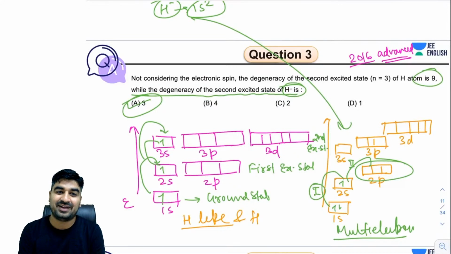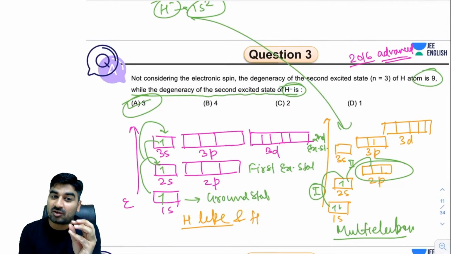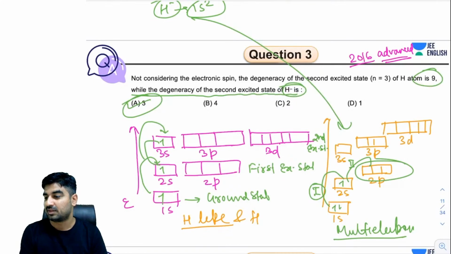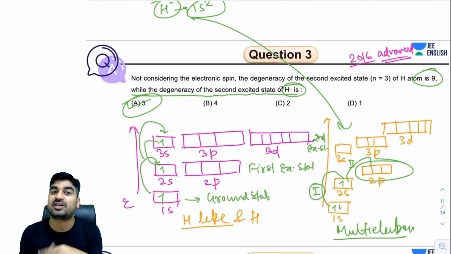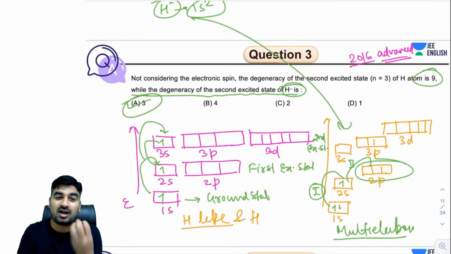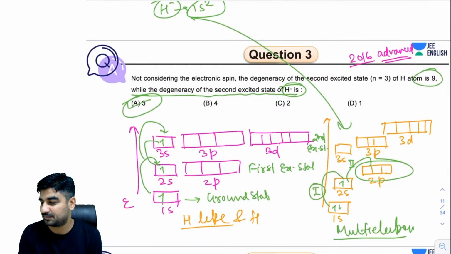It was tough. And IIT checks this kind of critical aptitude. Even in the question it was mentioned what degeneracy is. They said 9. So they wanted to tell you that if n is 1, if there is hydrogen or a hydrogen-like species, then how to find degeneration? That's a very good problem. I really love this problem. This is the beauty of IIT.